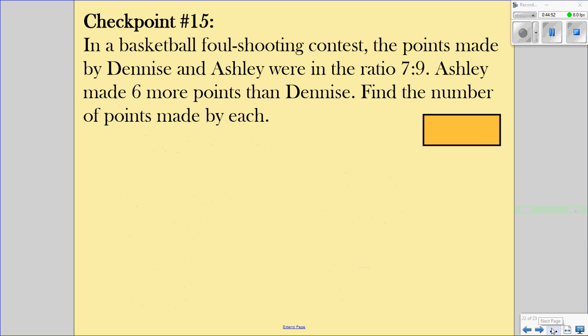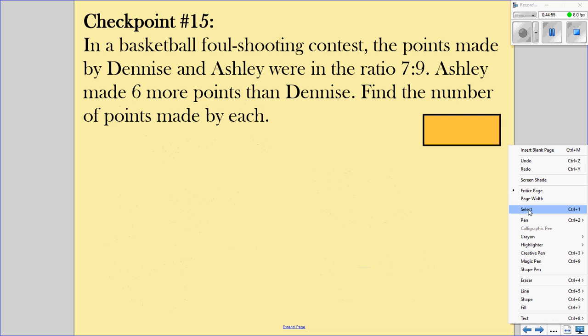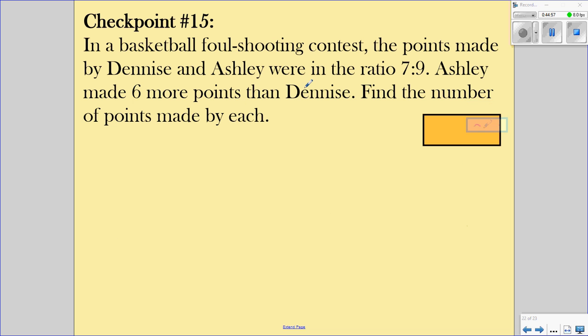And then the last one. It says, in a basketball foul shooting contest, the points made by Denise and Ashley were in the ratio 7 to 9. Ashley made 6 more points than Denise, so find the number of points made by each. Remember the order, Denise and Ashley, so Denise is first, she gets a 7, and Ashley the second number. So D over A, I'm going to do 7 over 9.